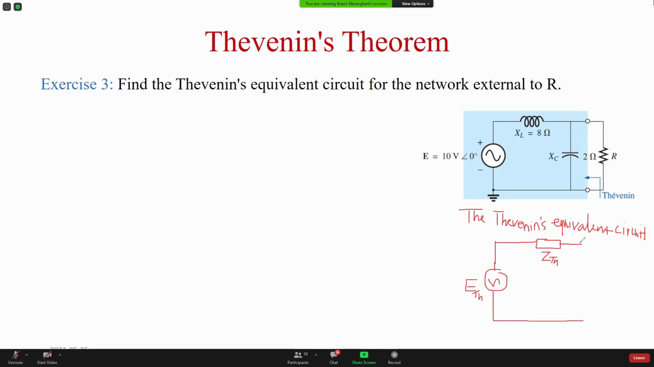And at the end, the resistance, the load, those are the points. The load is just added, this R here. Okay. So for this circuit shaded here in blue, this one will be the equivalent circuit. So two things we have to find. First, we're going to try to find Z Thevenin. Then we're going to find E Thevenin.